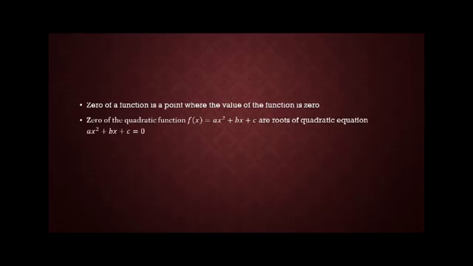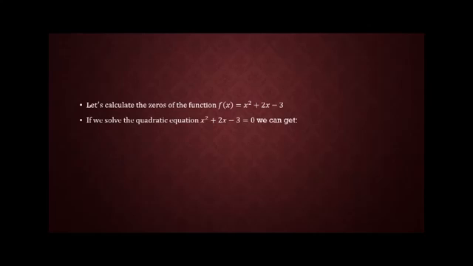So let's remember, if we want to find the zeros of our quadratic function, we need to find the roots of the quadratic equation. The way to calculate the roots of a quadratic equation is given by this formula. Okay, so now let's try to calculate the roots of this equation that we already met. If we use the formula that was mentioned before, we can easily get the answers. One root is 1 and the other is -3.